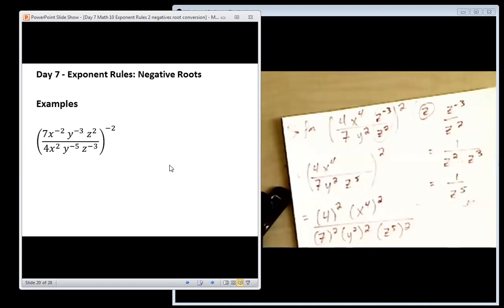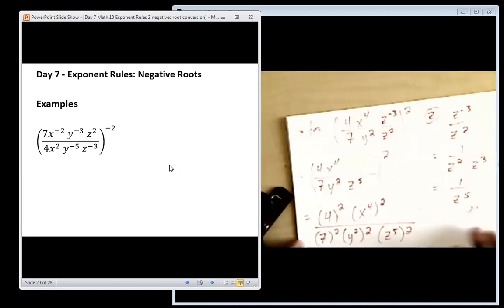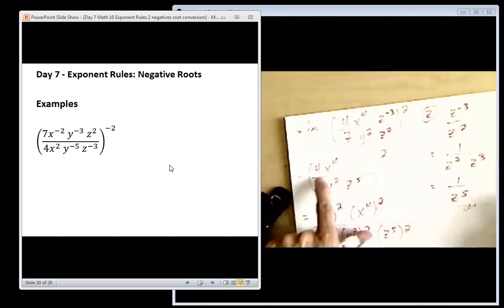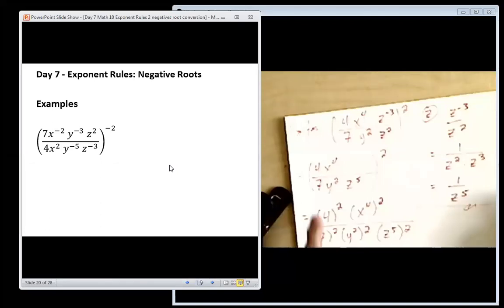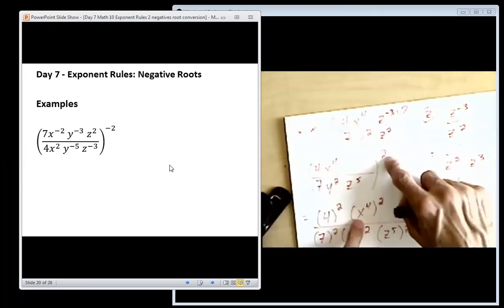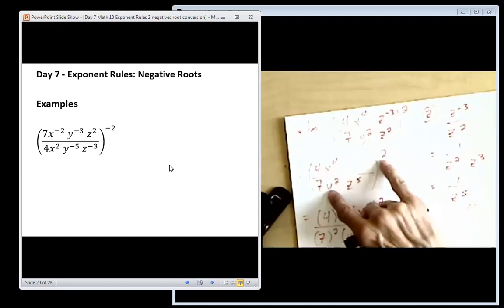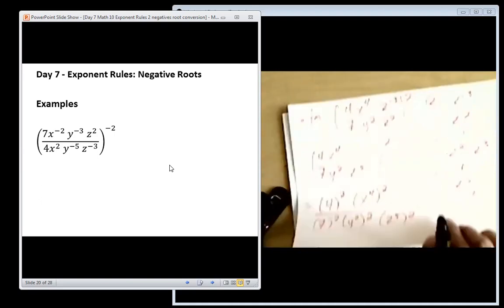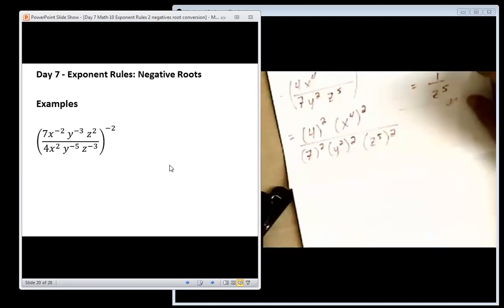Okay. Everyone's okay with that step there? How and why it happens? This exponent now goes to each piece on the inside, each variable, each number. See, the 4 gets it. X to the 4 gets it. 7 gets it. Y, z. Last step now is to take care of all these exponents and multiplying, right? How's that looking? Beautiful.